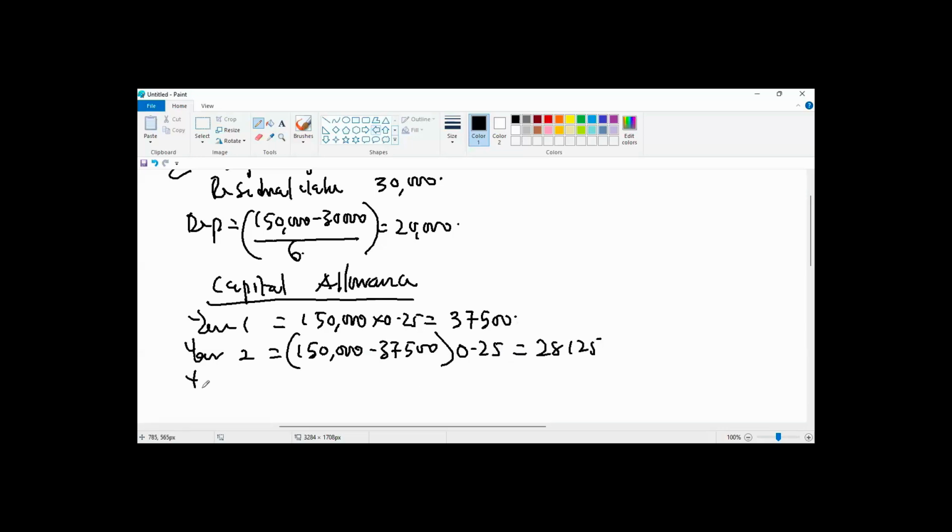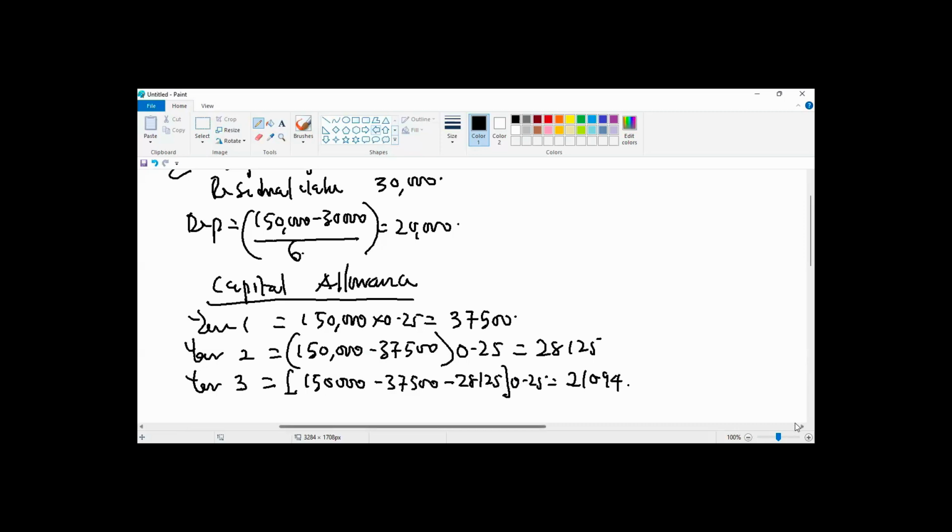So for year 3: 150,000 minus 37,500 minus 28,125 times 0.25. What does it give us? 21,094. That is it. After I've done that, I will now go to my deferred tax table.